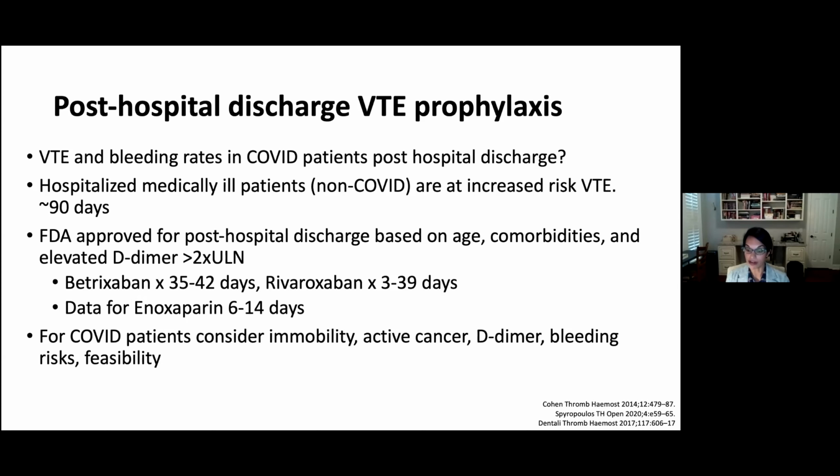And they do benefit from extended thromboprophylaxis in certain scenarios. And we do have to consider that there is a slightly increased risk of bleeding with extended prophylaxis. Two anticoagulants, betrixaban and rivaroxaban, are FDA approved for extended post-hospital discharge prophylaxis in non-COVID patients based on active risk factors for VTE. Enoxaparin also has data in this setting. It's just not FDA approved for this indication. Since most COVID patients remain immobilized for a period of time after hospital discharge, it follows that extended thromboprophylaxis should be considered.